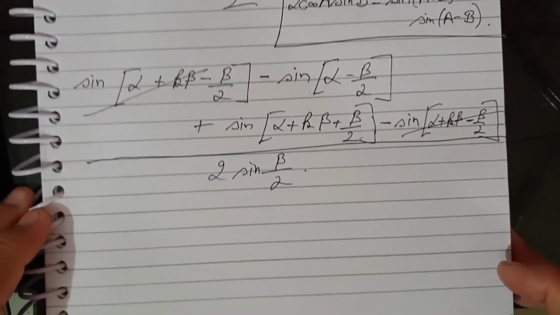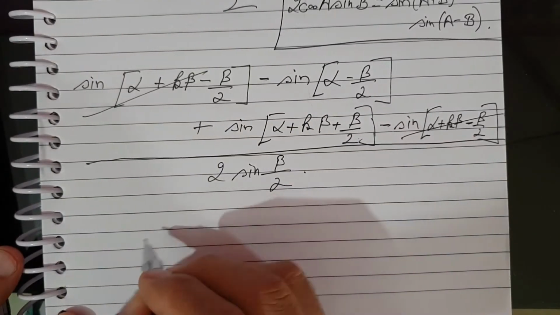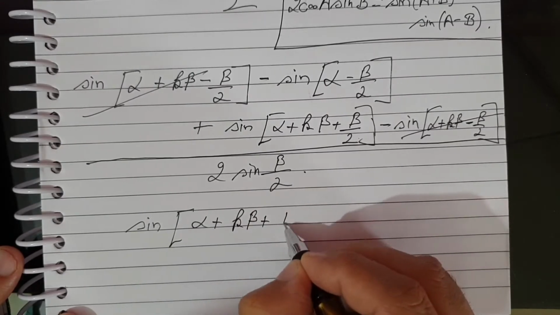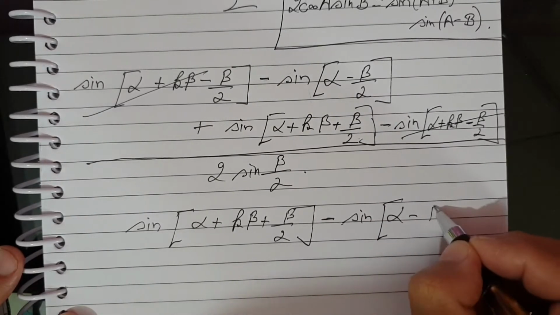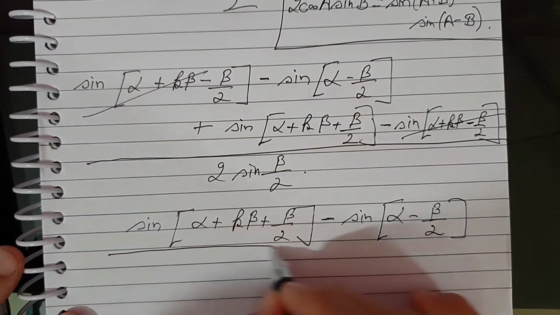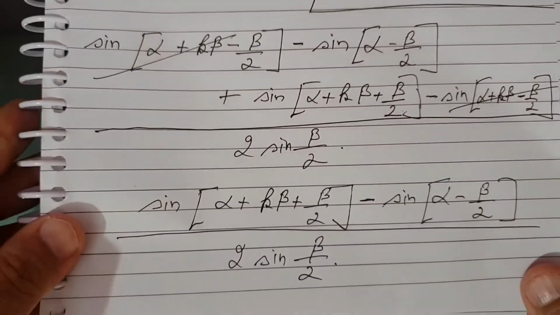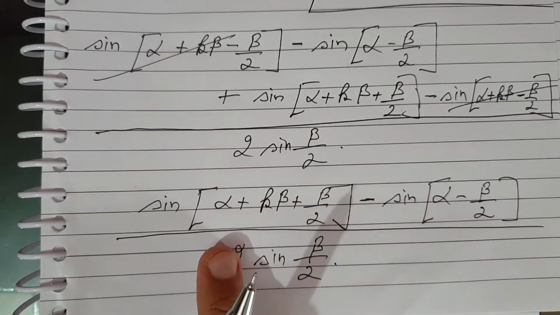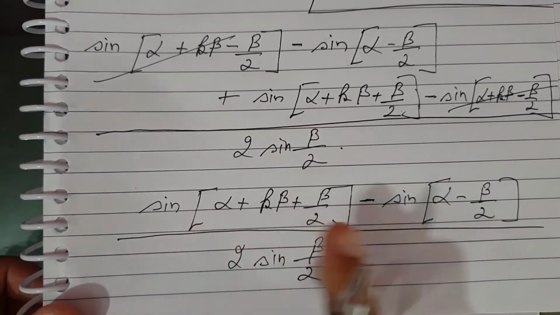Now we are left with sin(alpha plus k beta plus beta by 2) minus sin(alpha minus beta by 2), upon 2 sin beta by 2. Now the thing is, we'll use the formula sin C minus sin D. Sin C minus sin D is 2 cos((C plus D) by 2) into sin((C minus D) by 2). Okay, so using this formula sin C minus sin D.